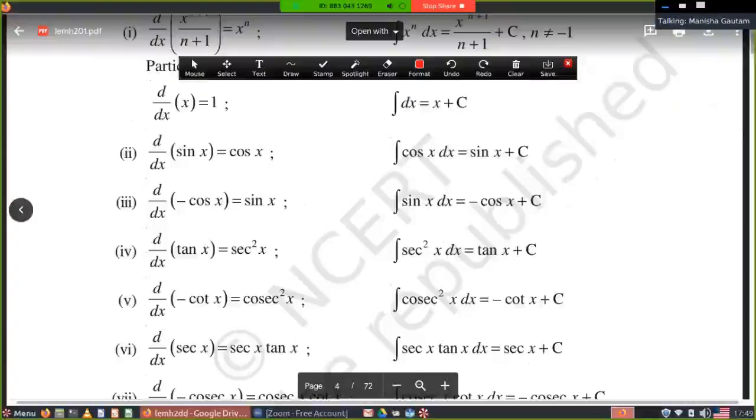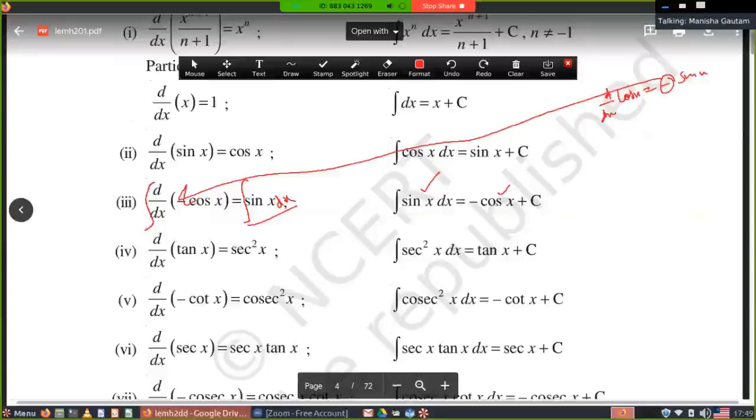Now here, the derivative of minus cos x is sin x. Take the integration sign on both sides with respect to x. It means the integration of sin x dx is equal to minus of cos x. As we know, d by dx of cos x is minus sin x, but this minus sign is shifted to the left hand side. That's why it is written like this. Integration of sin x dx is equal to minus cos x plus constant.